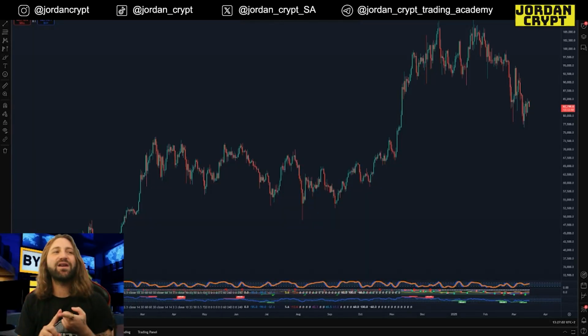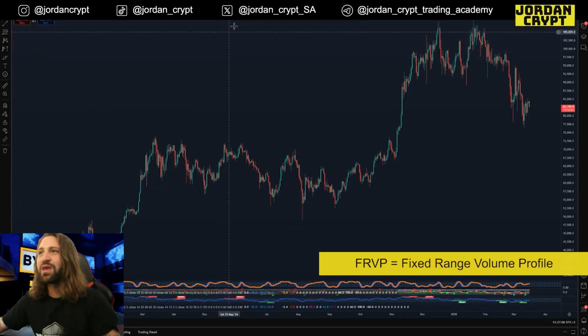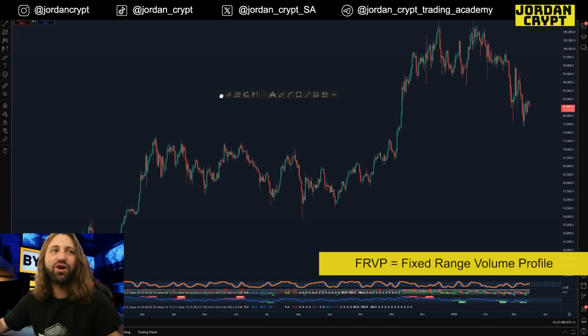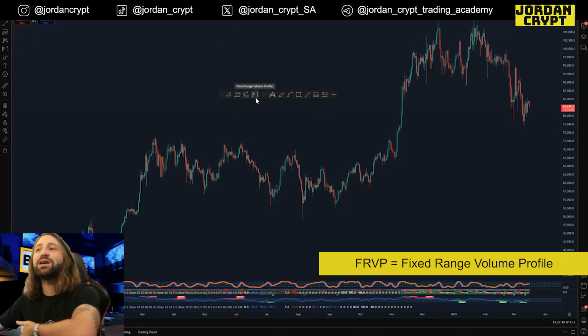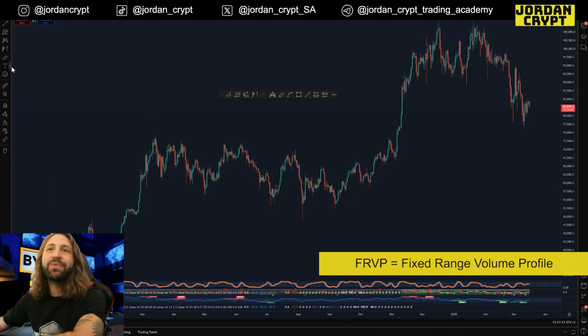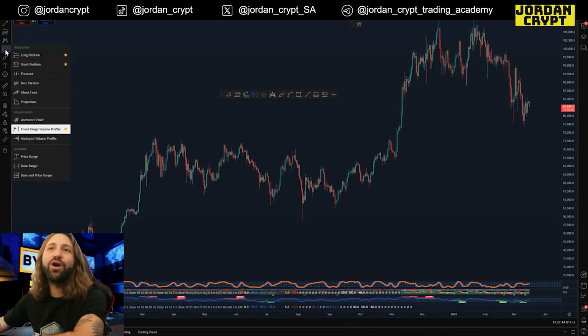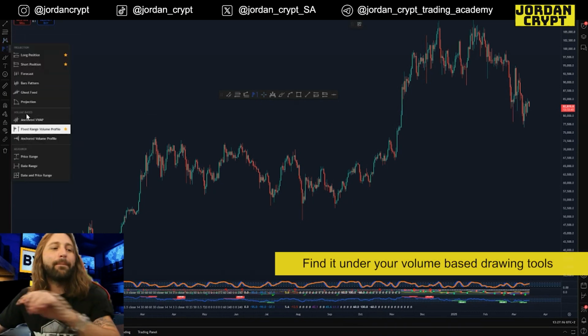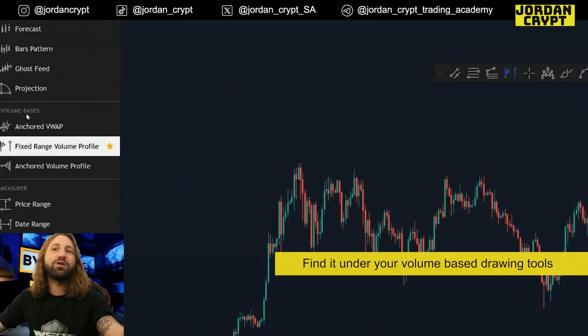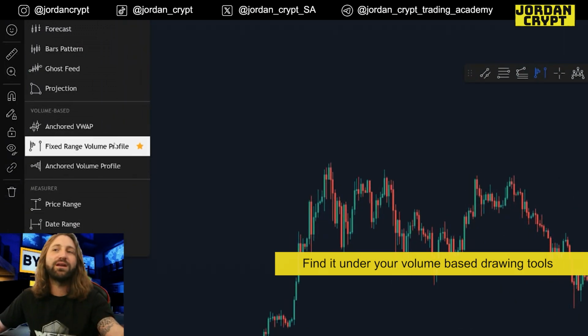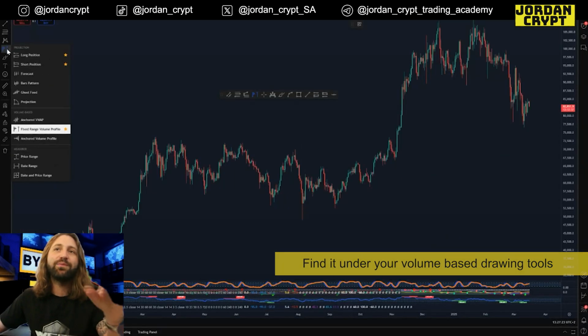It is known as the FRVP, the fixed range volume profile. Here you can see that I actually have it on my favorites right here, and it's always the first thing I use. You can find it under your volume-based indicators here on TradingView. Very easy to find, and please do favorite it and practice it.